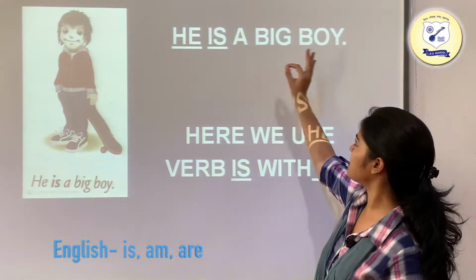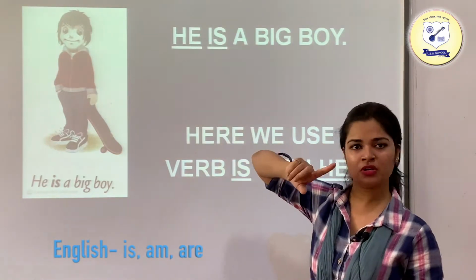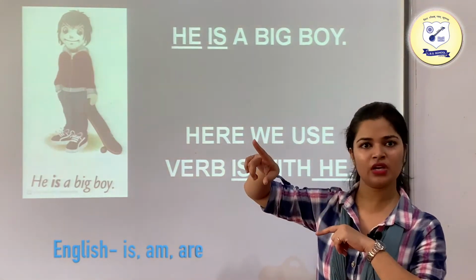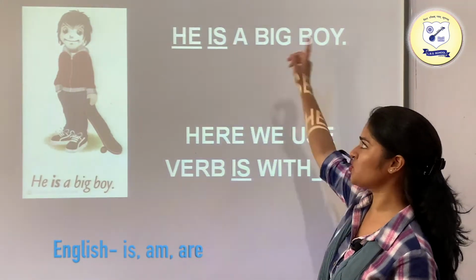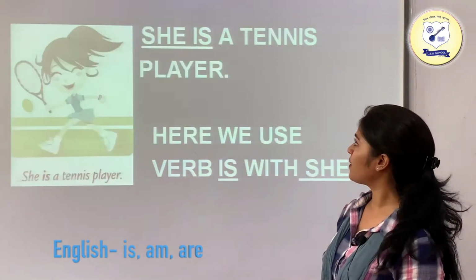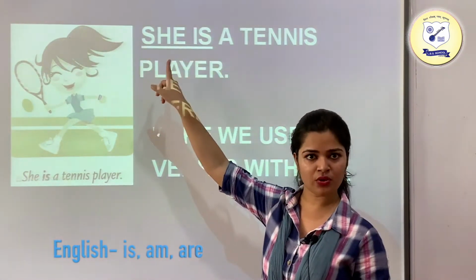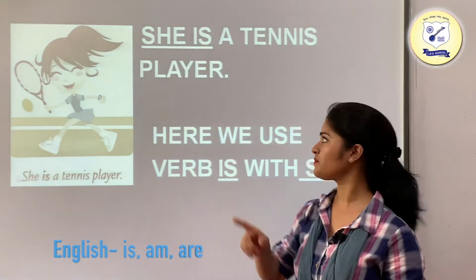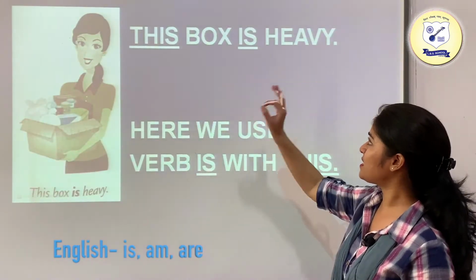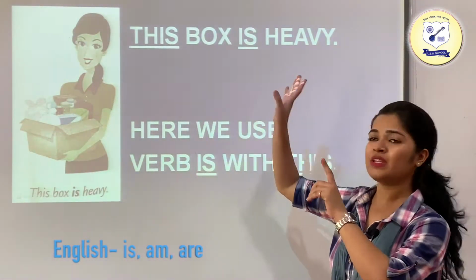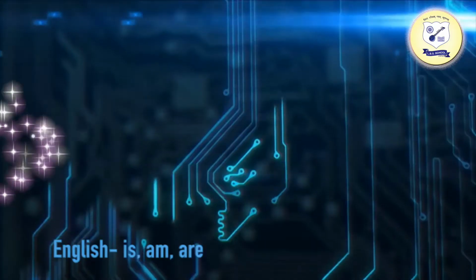Like he is a big boy. Now he is your pronoun, so we are using is with it. Since with he we are talking about one guy only, so he is a big boy, we are using is with it. Similarly, she is a tennis player, so she is your pronoun and we are using is with it. This box is heavy, so this is again your pronoun, and we use is with this pronoun as well.